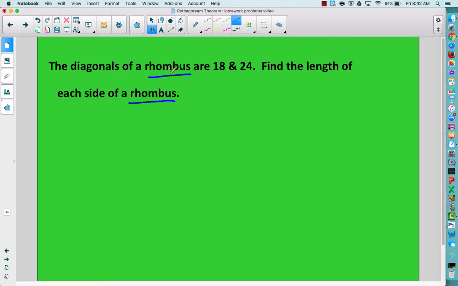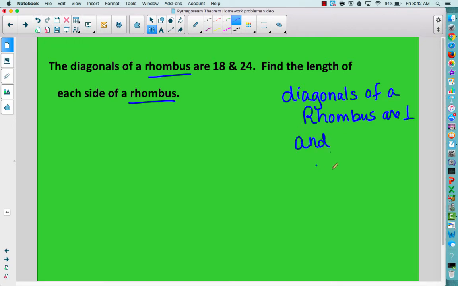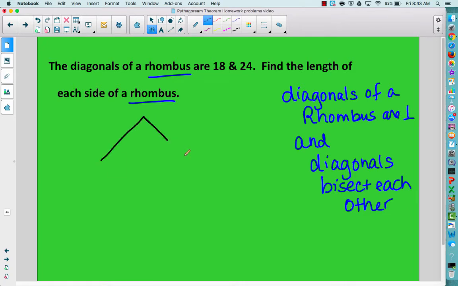All right, so we need to recall some things about a rhombus. First of all, in any rhombus, the diagonals are perpendicular. And because it's a parallelogram, the diagonals bisect each other. Remember the properties of parallelograms. Those are important things that we're going to need for the rhombus. Now remember, a rhombus is a four-sided parallelogram with 4 congruent sides.